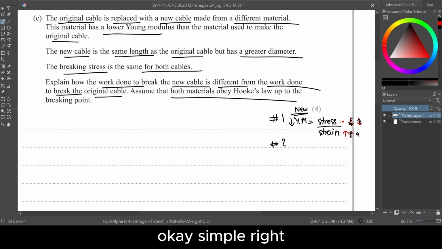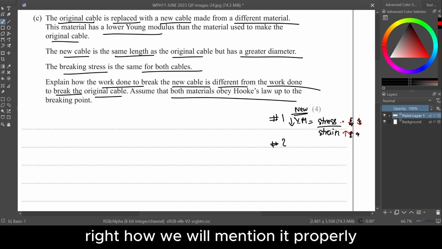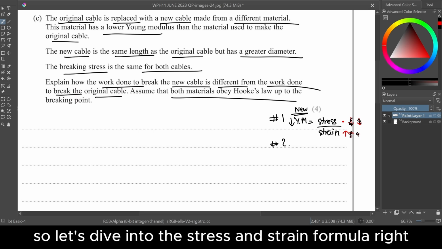Simple, right? Now we have to explain it. We can't just say, oh well, because of the formula, because we have to mention this in 4 marks, right? How will we mention it properly? So let's dive into the stress and strain formulas.